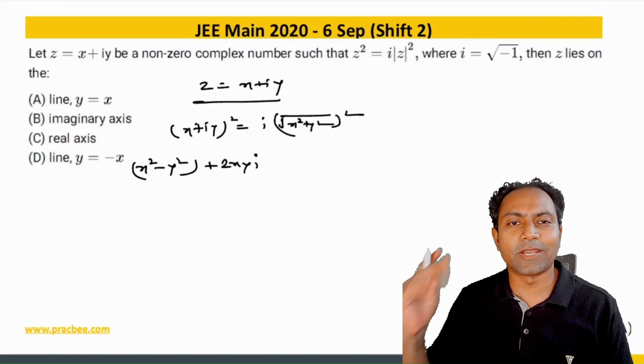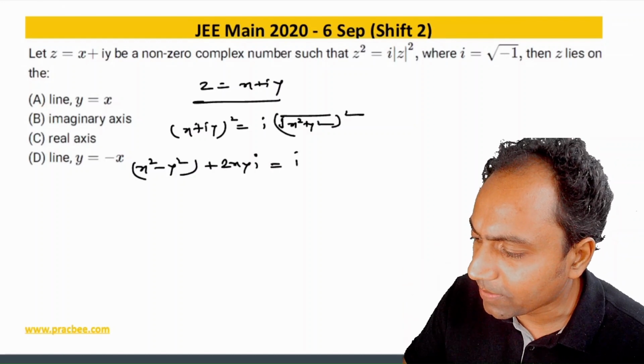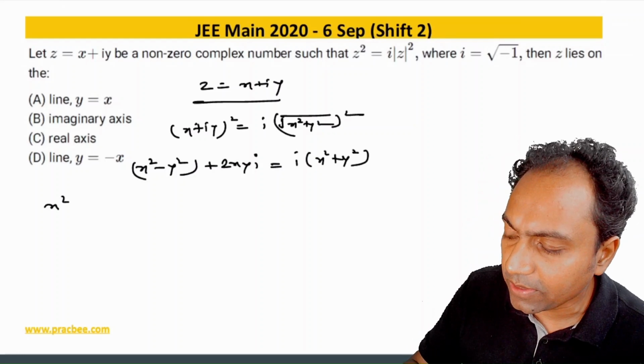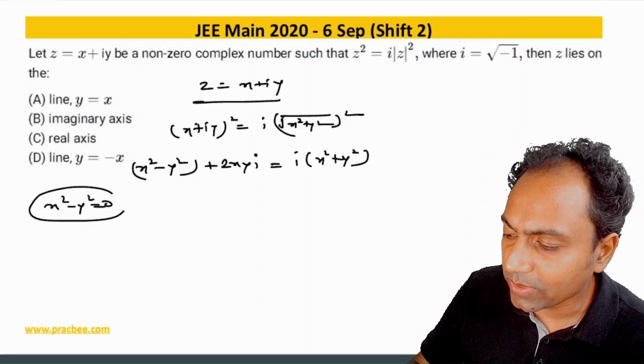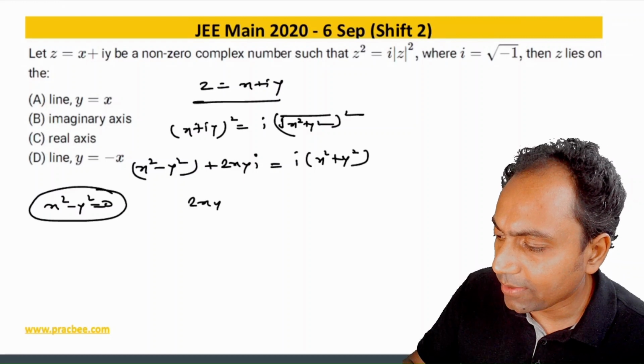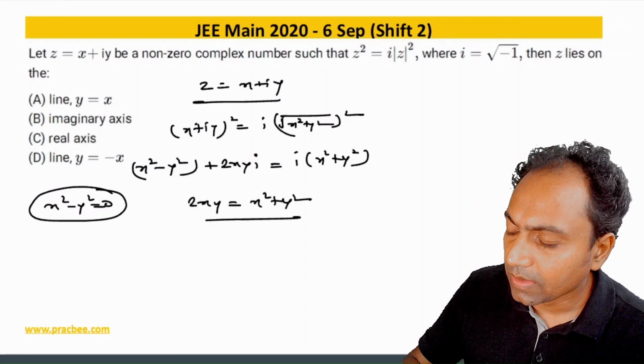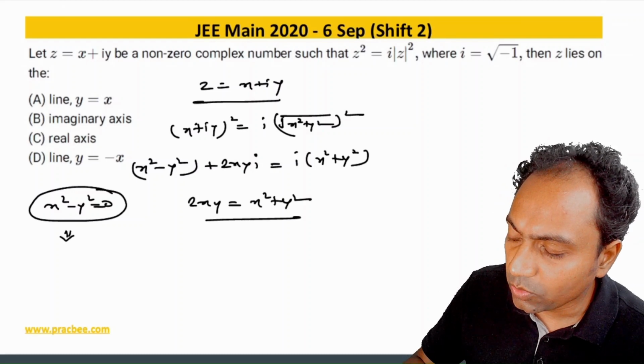Now we have done this multiple times, so I hope you should remember. i into (x square plus y square). Now compare real part with real part. So x square minus y square becomes equal to 0, and 2xy comes out to be equal to x square plus y square. Now from here we can get two values.